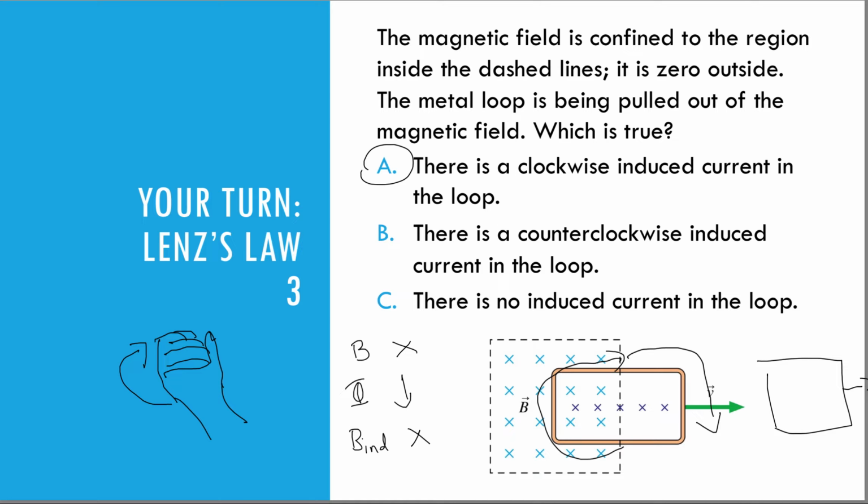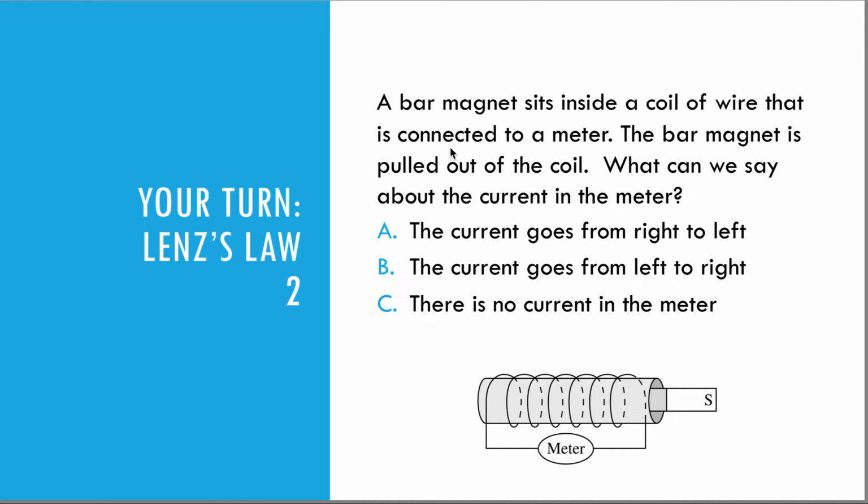Let's look at one more question. In this question, it says that your bar magnet is sitting inside the coil that's connected to a meter. The meter is going to read the current. You're pulling that magnet out. So what's going to happen to the current? Well, the flux through this loop is going to change because now you have a field going through it. As you pull the magnet out, the field is going to decrease. So you know there's going to be a current induced. So which way?